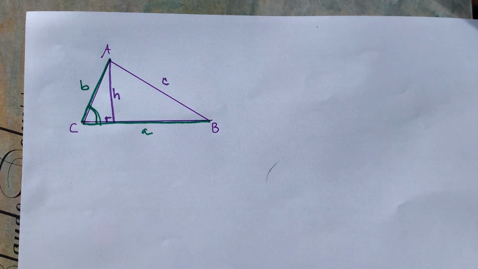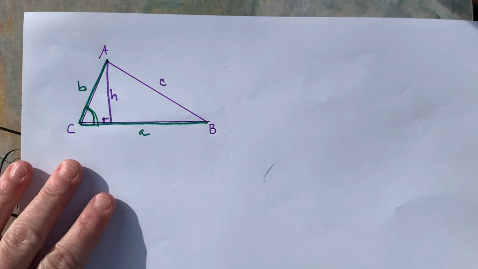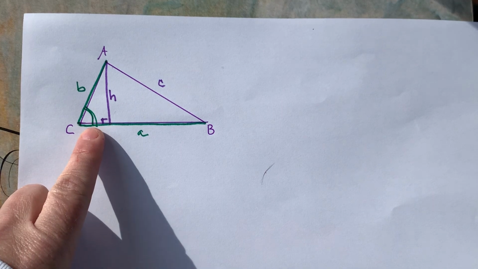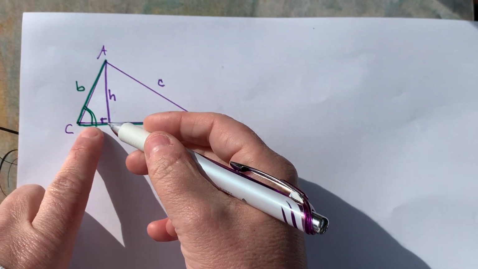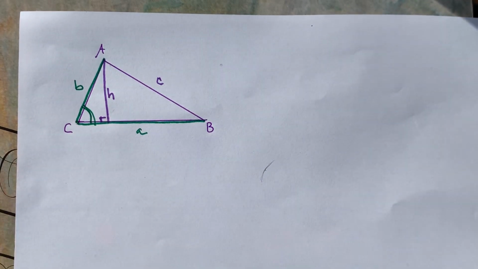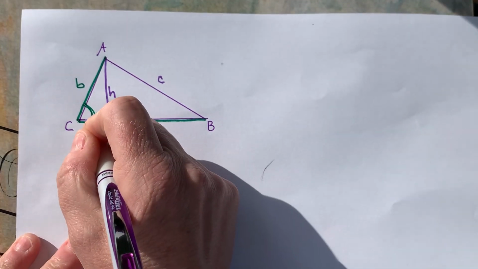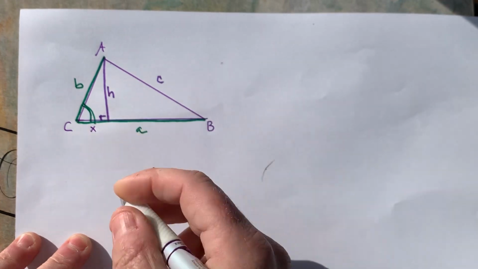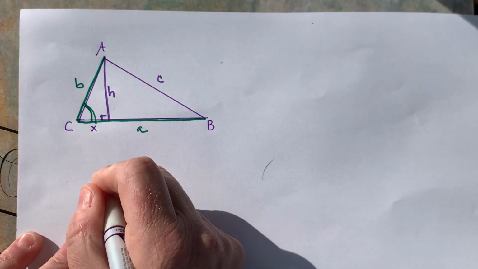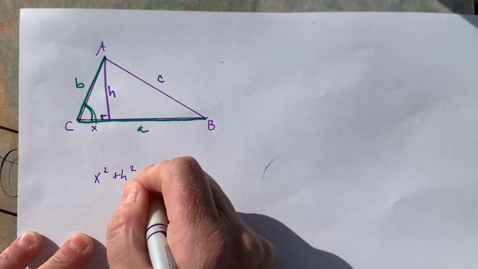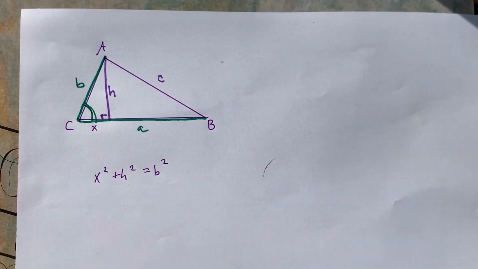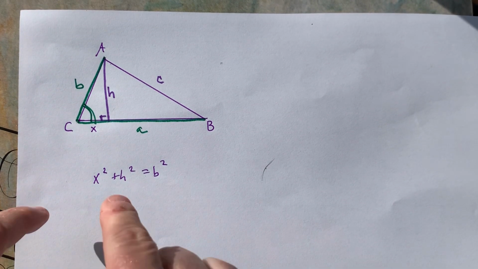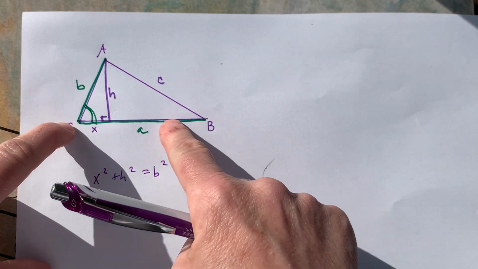All right, so if I want to write a Pythagorean relationship, don't I need 3 sides of a triangle? And I've got 1, 2. I don't have this side here. So you know what I'm going to do? I'm just going to, for right now, call that guy X. And I'm looking at this triangle. So I could write a relationship: X squared plus H squared is equal to B squared. Now keep in mind that this whole length right here is A.